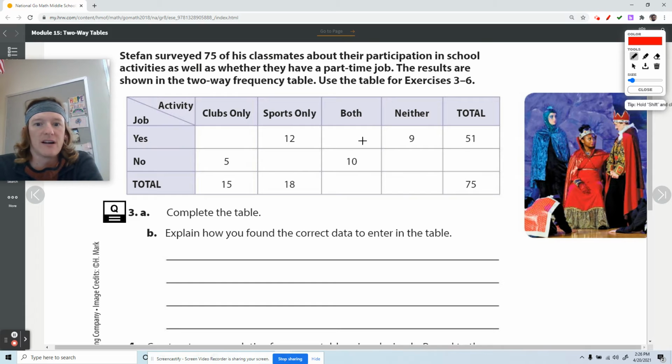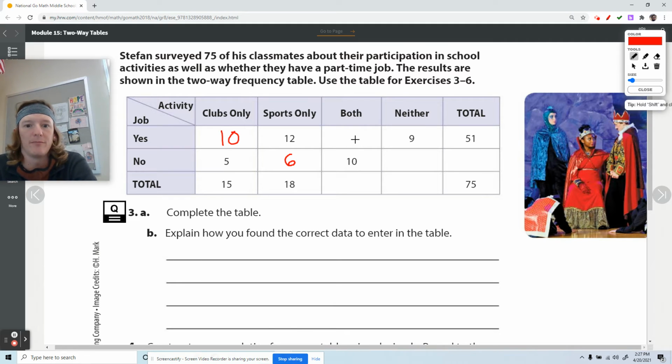We got to look for some boxes we can fill in. I think we could find out how many people only do clubs and have a job, because our total of people who have clubs only is 15. So this will be a 10 here. We can now figure out this box. We can also figure this one out. 12 plus what is 18? Well, 12 plus 6 is 18.